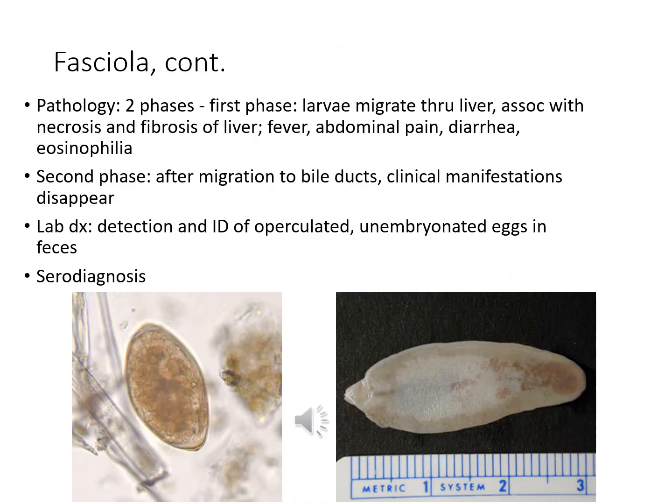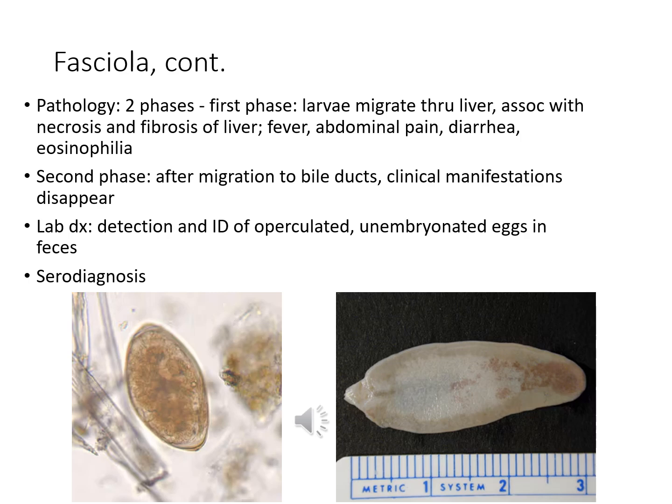So we have two phases of pathology. The first, the hepatic phase, involves larval migration through the liver, causing necrosis and fibrosis of the liver, and clinical symptoms like fever, right upper quadrant abdominal pain, diarrhea, and marked eosinophilia. In the second phase, once the flukes reach the bile duct, clinical manifestations may subside or disappear.